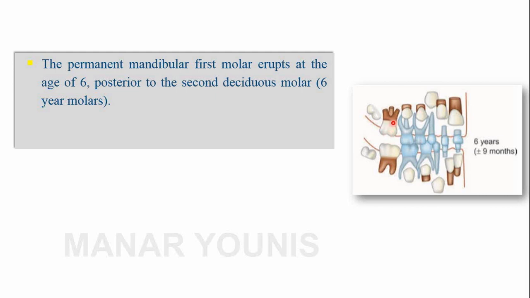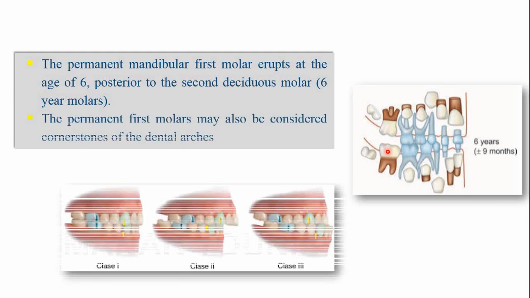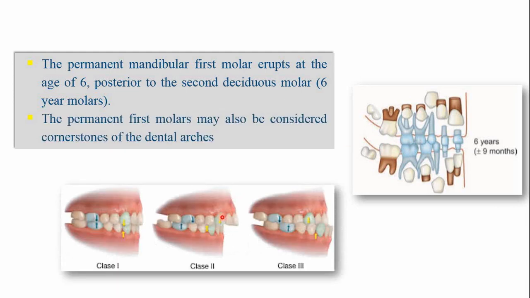Both the maxillary and mandibular first molars erupt when all of the other primary teeth are still functioning and still there in their position in the dental arch. So both of them are called the 6-year molars. The mandibular first molar, just like the maxillary first molar, is considered the cornerstone of the dental arch due to its position in the center of the fully developed adult jaw and due to its important role in establishing the normal dental occlusion.